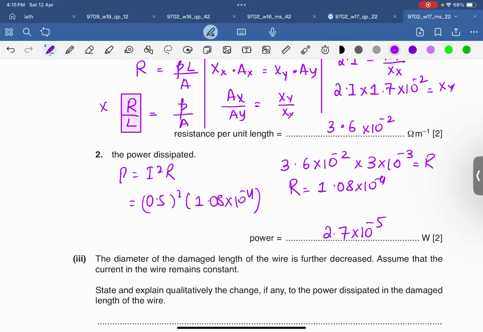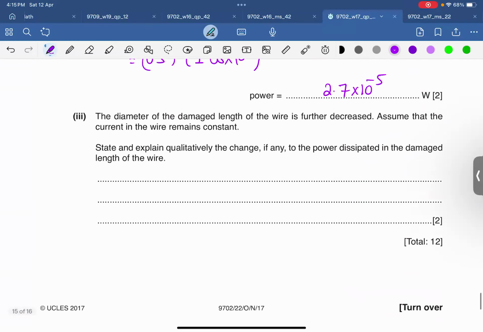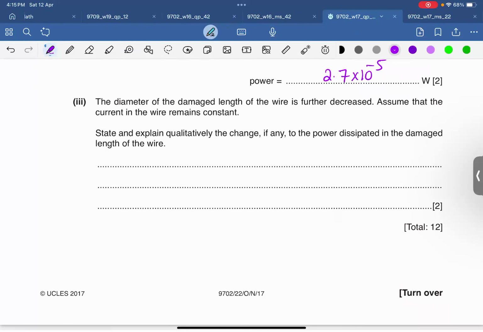Okay, last part. Imad, can you please read the last part? The diameter of the damaged length of the wire is further decreased. Assume that the current in the wire remains constant. State and explain qualitatively the change, if any, to the power dissipated in the damaged length of the wire. Any idea?